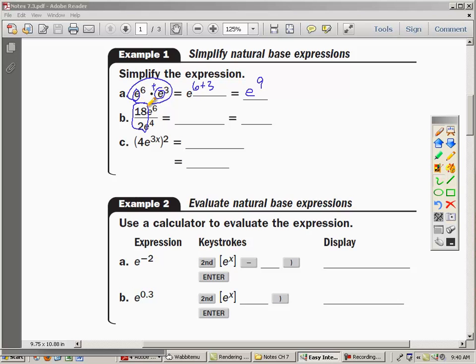What about this one? This is 18 divided by 2, which is 9, and this becomes e to the 6 take away 4, which is simply 9e squared. Now the next one, because we're squaring everything, this becomes 4 squared e to the 3x squared. Well, 4 squared is pretty easy, that's 16. And then e to the 3x squared, we multiply those exponents, this becomes e to the 6x power.